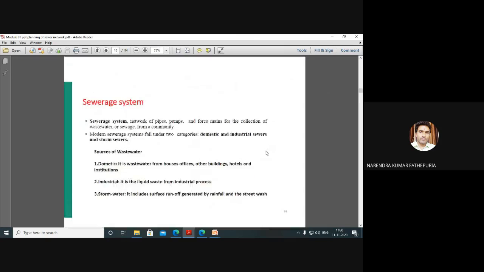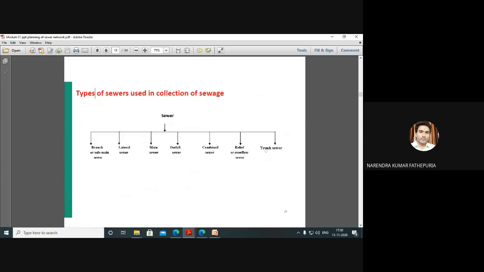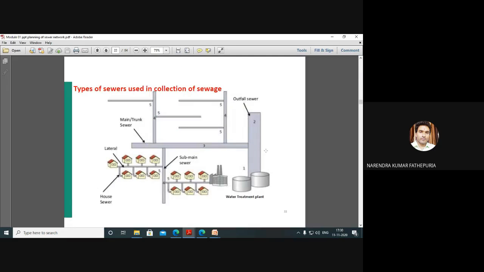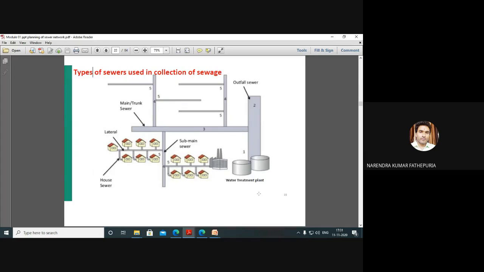So water carriage merits and demerits we have studied. Now collection of sewage is done. Types of sewers used in collection of the sewage. As I told you, this is the main house drainage. Lateral sewer is connected to submains and ground sewer. Here also a lateral sewer is there. Then it is connected to the main sewer. Main sewer is connected to the trunk pipeline. And trunk is finally connected to the outfall sewers. Like this, there is a wastewater treatment finally.